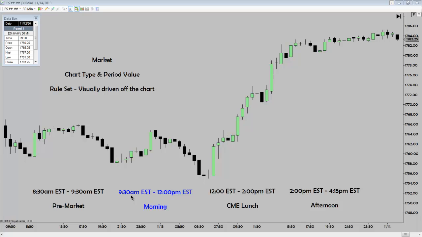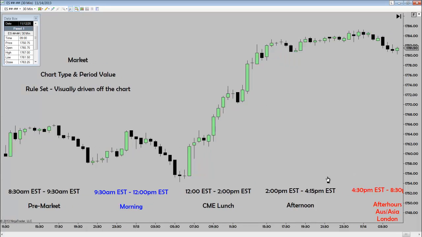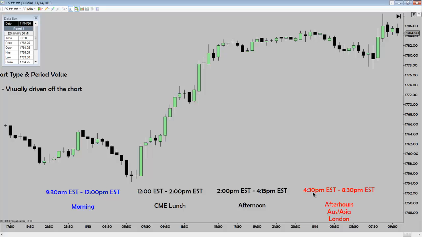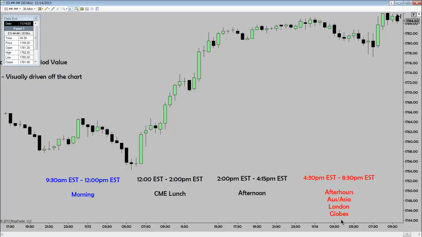So from 9:30 Eastern to noon Eastern is the morning session. From noon until 2 o'clock, call that Chicago Merc lunch. It's about a 2-hour period there where typically the volume gets a bit thinner. There's not as much action, not every time, but as a rule, that's the Chicago Merc lunch zone, and then returning and finishing off for the afternoon session. And then after that starts the whole cycle again, where we go into the after hours Australian Asian session, London session, and through to the next day, also referred to as Globex.